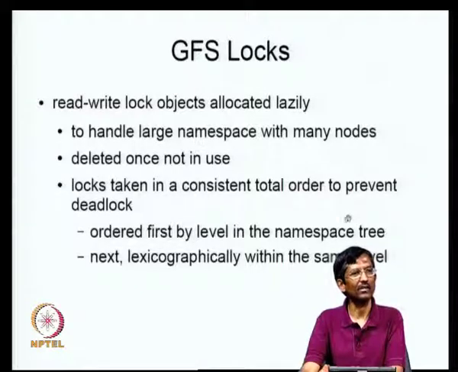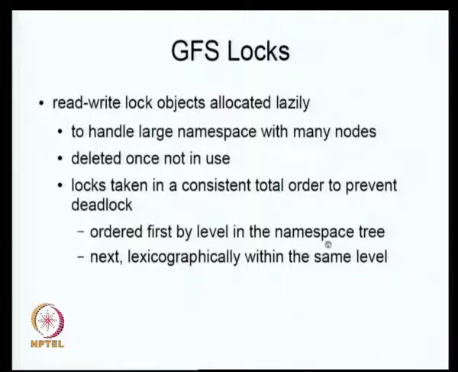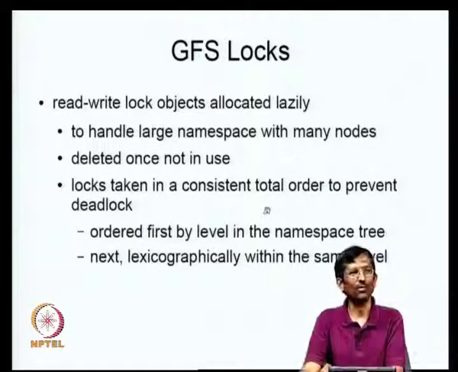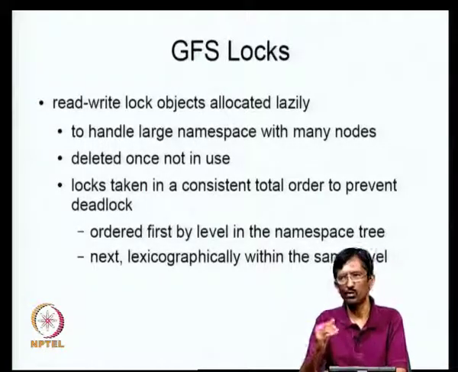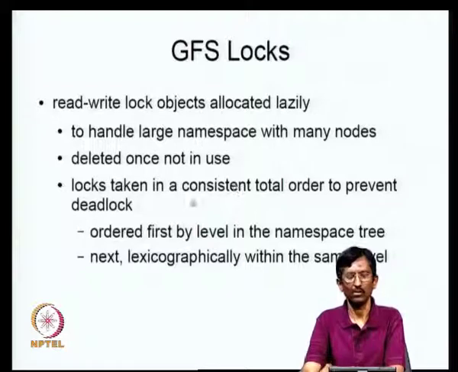This is basically the standard attempt at two-phase locking kind of models. Locks are ordered first by level in the namespace tree, and next within the same level. Basically, if there are multiple people walking up and down the directory namespace, you have to always have the notion that when you lock it, you take it in the same order. You start from the top, go to the next one, etc., rather than some guys going up and some guys going down. If you do that, you get into deadlock situations.